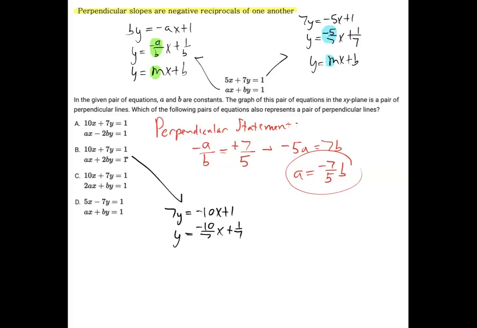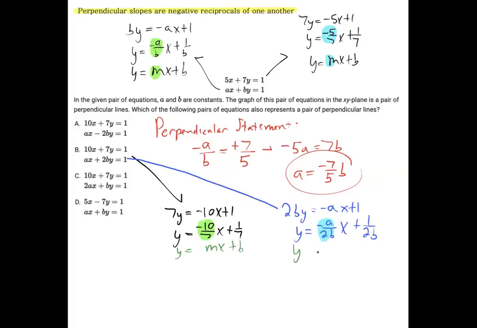And now we'll do the bottom equation. Take away ax from both sides. 2by is negative ax plus 1. Divide by 2b, and you'll get negative a over 2b x plus 1 over 2b. So our slopes are negative 10 over 7 and negative a over 2b. And that's because both of the equations are in the y equals mx plus b format.